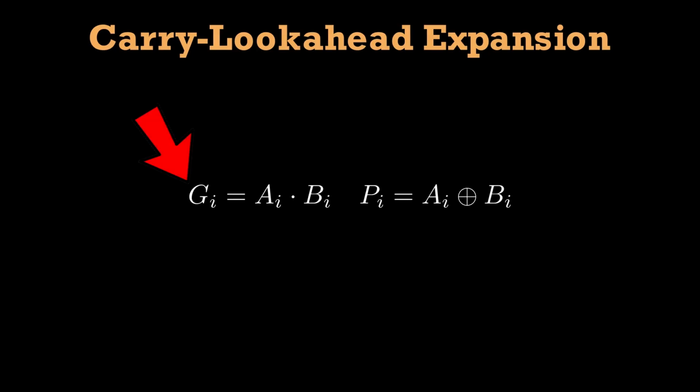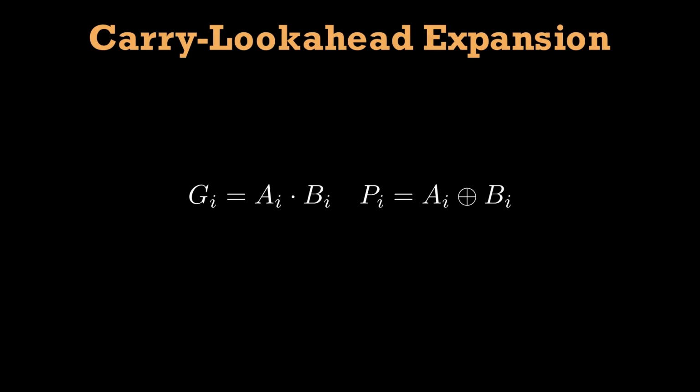For each bit position i, let's define 2 signals based only on 2 input bits, A_i and B_i. Before we even know the carry in, we're going to create 2 other bits. The generate bit will generate a carry out regardless of any carry coming in. This is just a simple AND gate between the 2 bits A and B. We're also going to define a propagate bit, which will propagate a carry in to a carry out if 1 arrives. This happens exactly when one of A or B is 1. In other words, the propagate signal is equal to A XOR B.